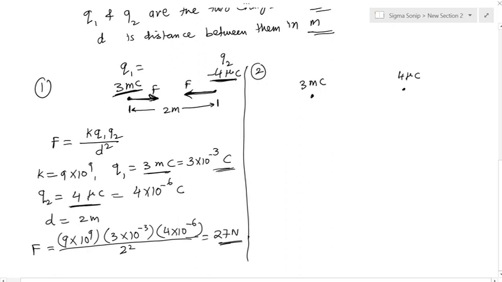So the values are all the same. So if you plug in the values in the formula, we'll get the same value of 27 Newton.